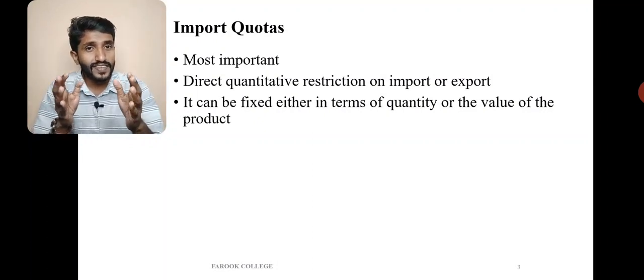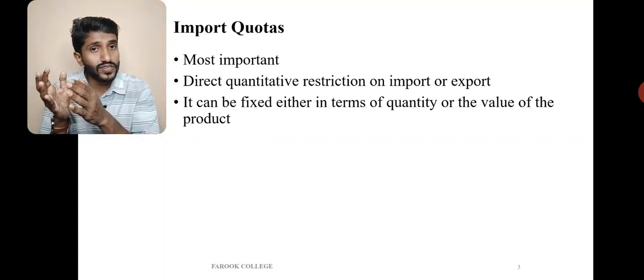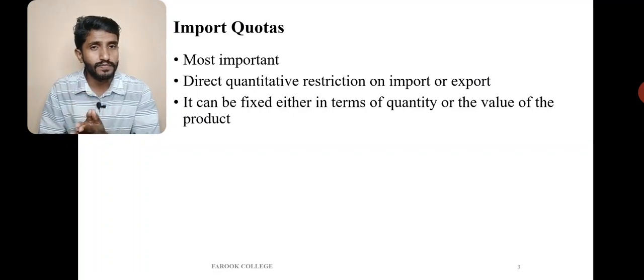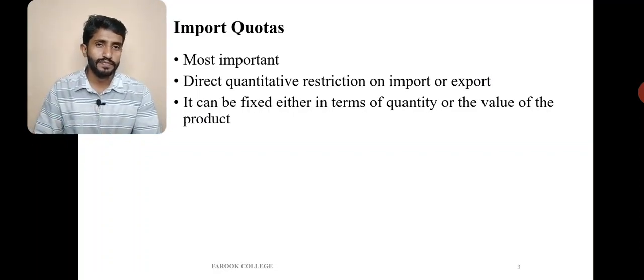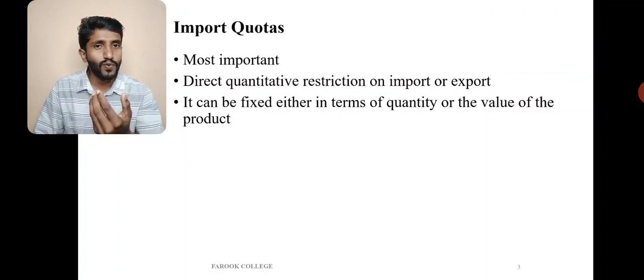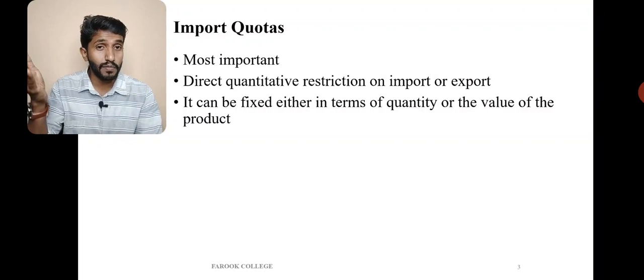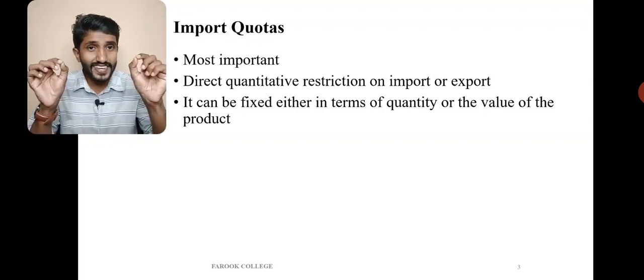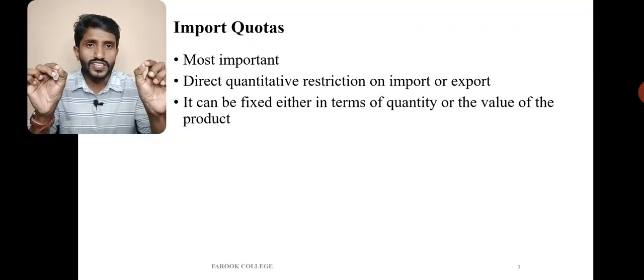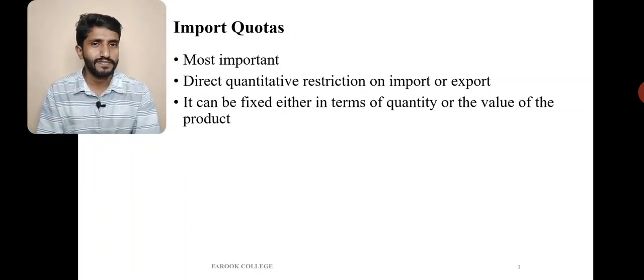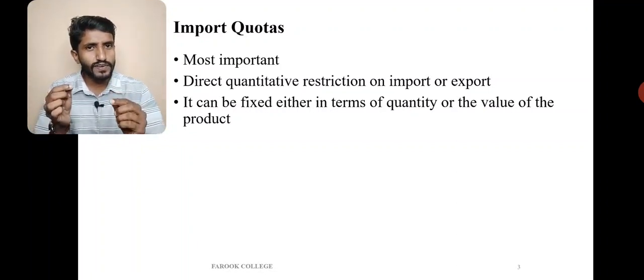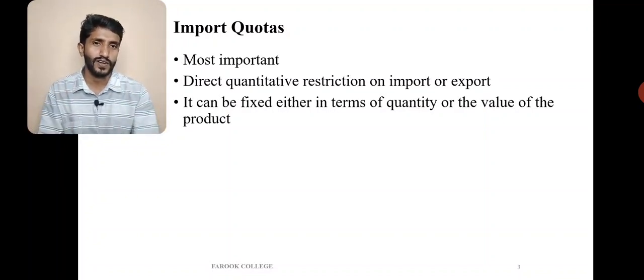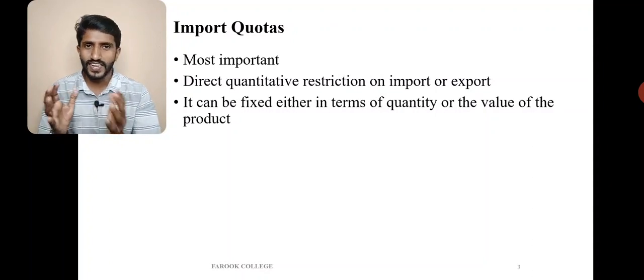Suppose one country decides to make a restriction on imports of TV up to 10,000. One country can import TVs up to 10,000 in quantity, not above 10,000. So it's a quantitative restriction on a particular commodity. That kind of quantitative restriction can be applied on different commodities. It is not a tax but a quantitative restriction.